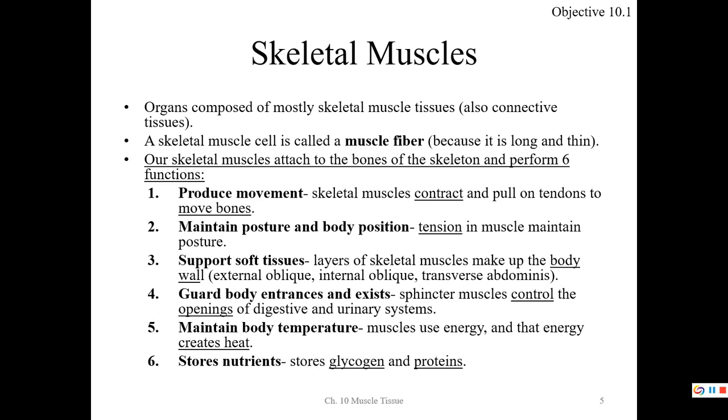That's one of the big things that it does. It produces movement. Skeletal muscles contract. When they contract, they pull. When they pull on tendons, they move bones.